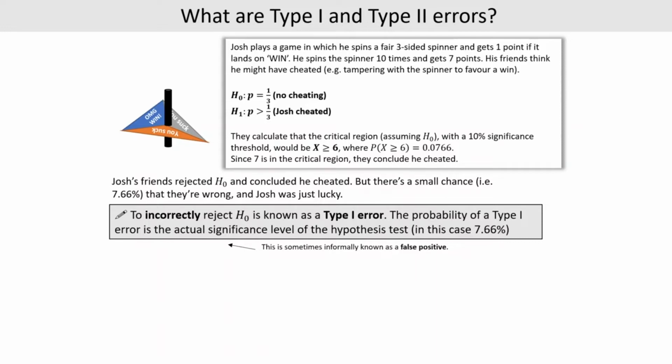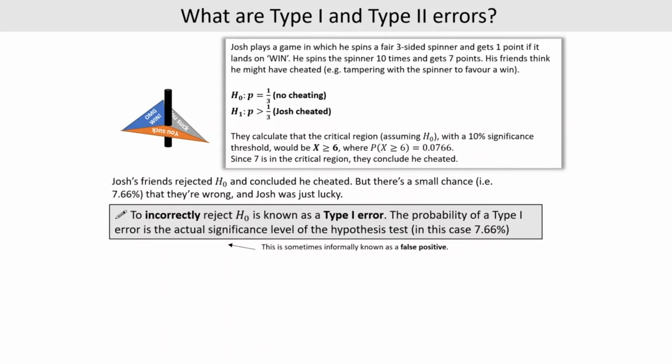Now this relates directly to the significance level. We aimed for a 10% significance level. We wanted there to be no more than a 10% chance that we came to the wrong conclusion. Because of the way discrete distributions work, we actually had a significance level of 7.66%. But that 7.66% is where we assume that there's something wrong with H0. We assume that Josh was cheating, and that may not have been the case.